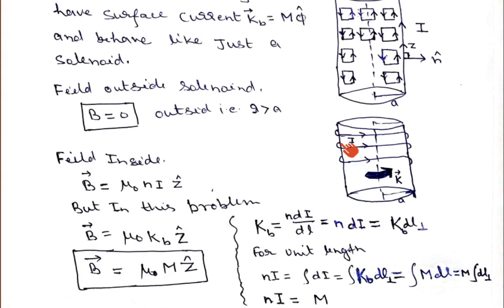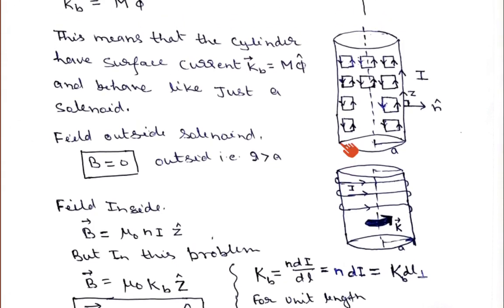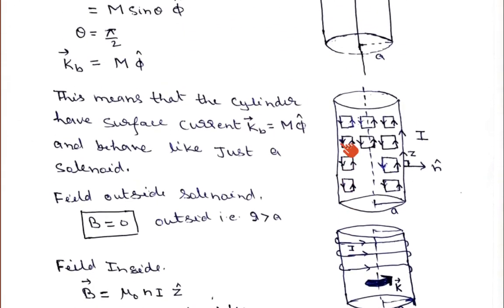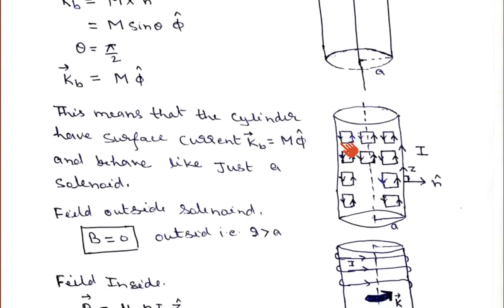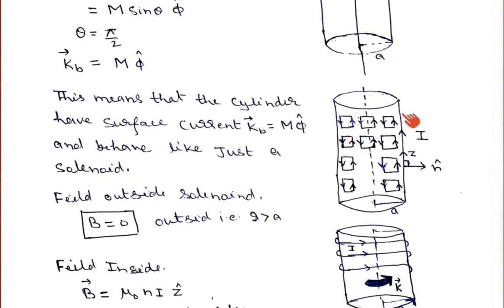Okay. So we can say that in case of a uniformly magnetized sphere, if the volume current density becomes equal to 0 and the surface current density remains the same, then this problem of the cylinder with surface current density K_b equal to M phi unit vector will behave quite identically to a solenoid problem. Just like a solenoid, in a solenoid also current is flowing across the surface of the cylinder in the azimuthal direction.